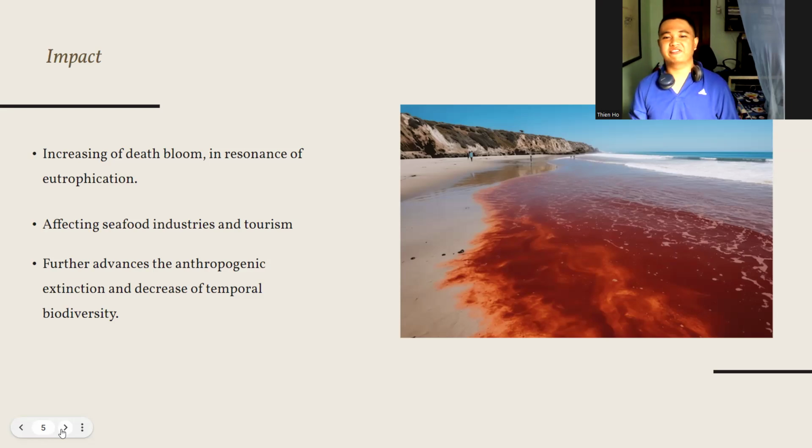It also further advances the anthropogenic extinction and decrease of biodiversity. Why do I say this? Because simply, the whole process will lead a lot of marine species to extinction, direct extinction, because they just can't adapt to the change of the water temperature and the water chemistry, and thus they die en masse. And we are starting to research this effect only recently, how ocean acidification causes extinction.